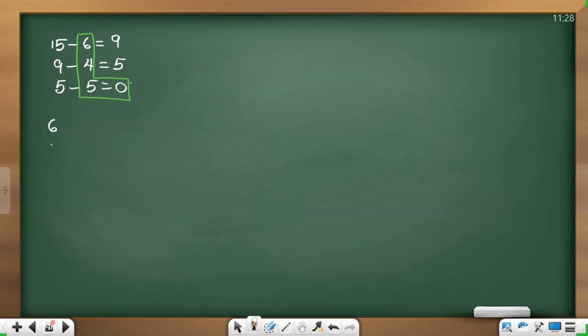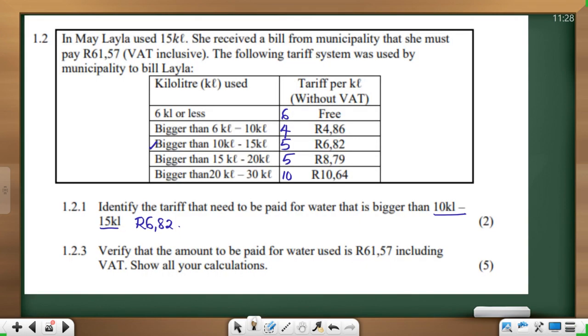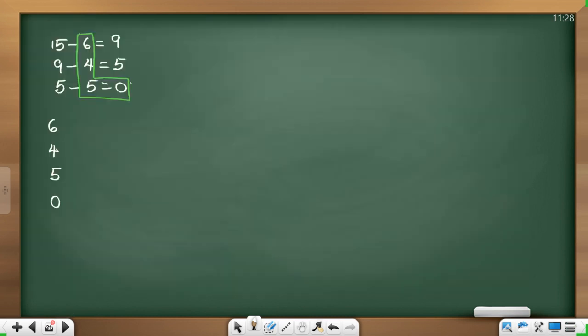First block, 6. Second block, 4. 5. So 0 in the last block, which doesn't make sense. We're not there. Tariff in the first block is 0. Free. So basically times 0 rand.